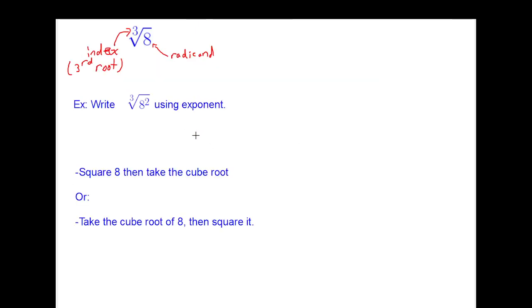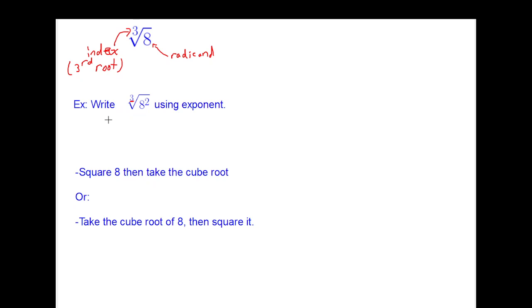So let's work through an example here where we're going to write this cube root of 8 squared using exponents. And again, notice that 3 is tucked right inside the radical sign there. It's not a coefficient out front, it's tucked in there. So we've already determined, I should mention there are 2 ways to do this. The first one is to square the number 8 and then take the cube root. And the second one is to take the cube root of 8 and then square it. So we'll do that, but I want to show you first how we can write this using an exponent.